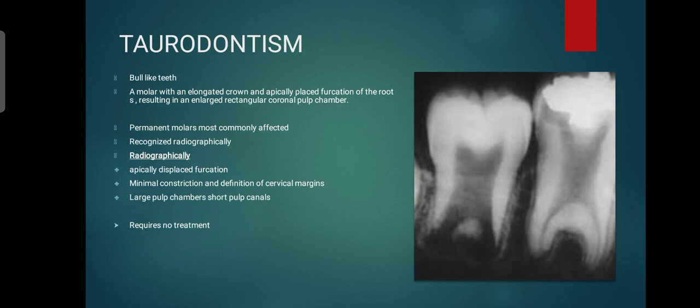The unusual root shape probably results from late invagination of Hertwig's root sheath during the development of the tooth, the mechanism that determines the shape of the tooth roots. Taurodontism may also occur in patients with amelogenesis imperfecta, Klinefelter syndrome, and Down syndrome. Taurodontism requires no treatment, but it can be a complicating factor during root canal treatment procedures. The root canal is very difficult to perform in these teeth.